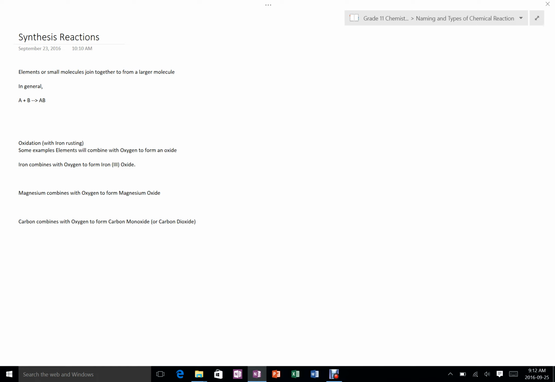So here, if we had iron, and it was going to react with oxygen to form iron 3 oxide. Iron, oxygen, and when I consider my crossover here, it says iron 3 oxygen. Excuse me. The 3 comes over to the oxygen, and the 2 comes over to the iron, and so that's iron 2, or iron 3 oxide.